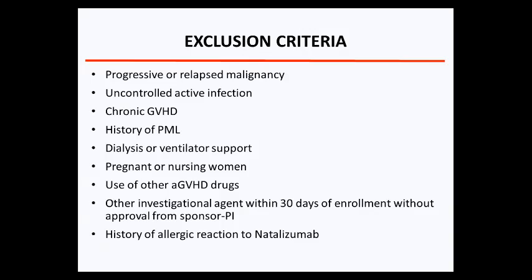Exclusion, as expected: cancer, relapsed patients, uncontrolled active infection, chronic GVHD, history of PML, which probably those are dead. Dialysis or ventilator support, pregnant or nursing women, use of another acute GVHD drug, other investigational agent within 30 days. That might be important for some of the patients that we enroll. History of allergic reaction to natalizumab, if we are transplanting a Crohn's disease patient.